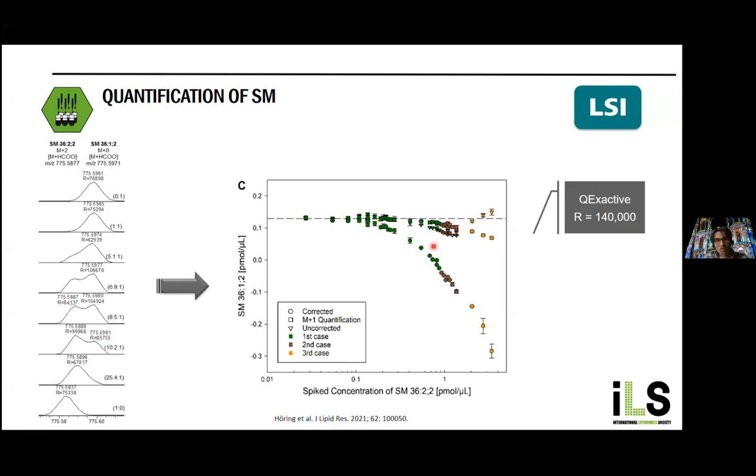You see that without correction, these are the triangles, you get reasonable values for lower spike concentrations, but for higher concentrations, you end up with too low concentrations. So it's obviously better if you use the +1 isotope for quantification. You get much more accurate concentrations, and obviously the type 2 correction gets it wrong. It fails. You overcorrect in that situation.